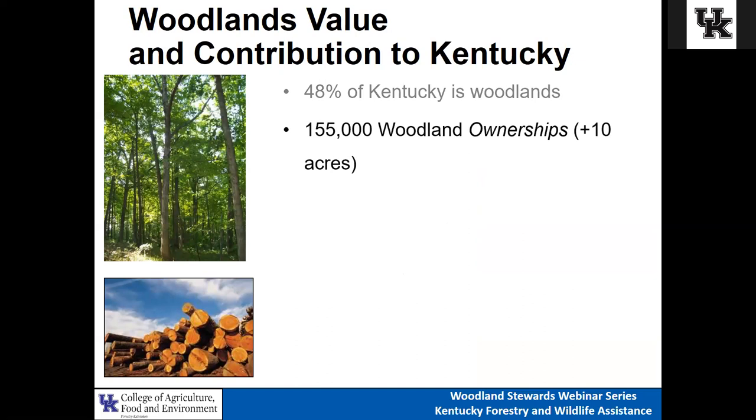If you talk about the ownership here in Kentucky, there are about 155,000 different woodland ownerships of 10 acres and more. Now, these ownerships could be made up of a husband and a wife, a group of heirs, or a single individual. So there's a lot of woodland owners out there, estimated at over 400,000 in the state of Kentucky. So this information that we're talking about tonight is really targeted for you all.